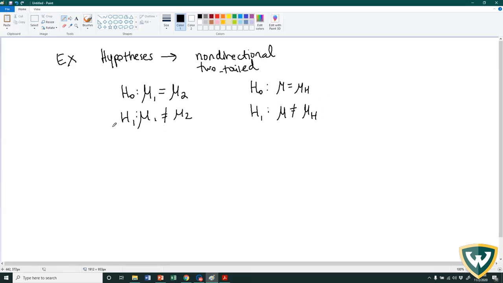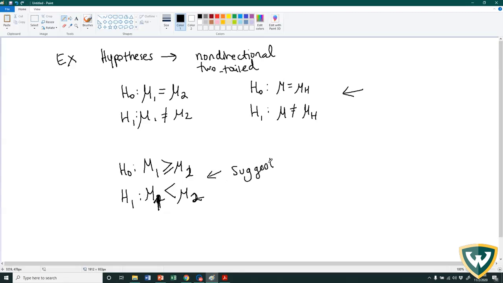These hypotheses do not include a direction. Let me tell you what I would mean by direction. I did not say that mu1 was going to be larger than or equal to mu2, and then mu2 was going to be smaller than. So this would be my null. I did not suggest any direction in terms of which mean can be higher. In other words, I did not suggest directionality for my means.